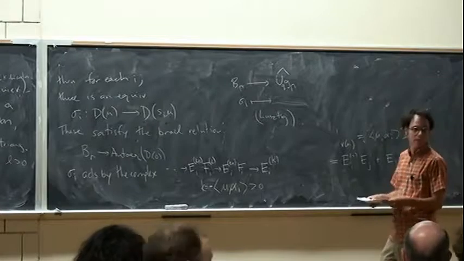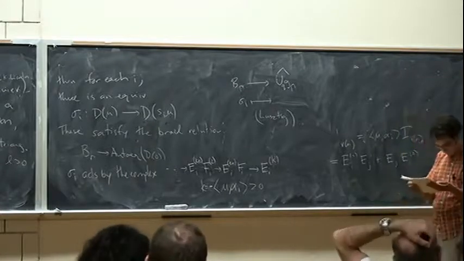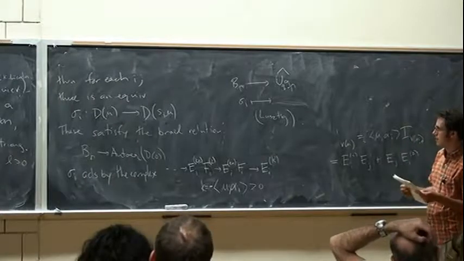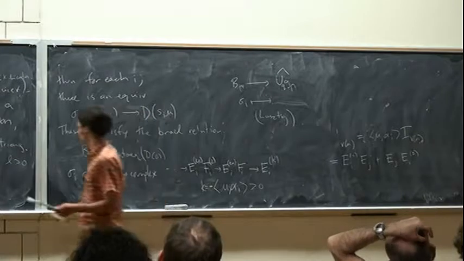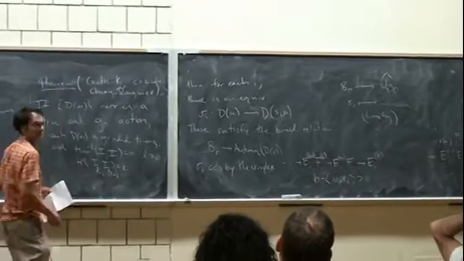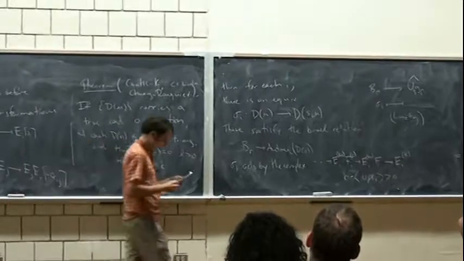Sorry, I have a quick question. Yeah. So these I's over here in your hypotheses, are they just the identity functors? Correct. This is the identity, yeah. These are the identity functors. Okay.